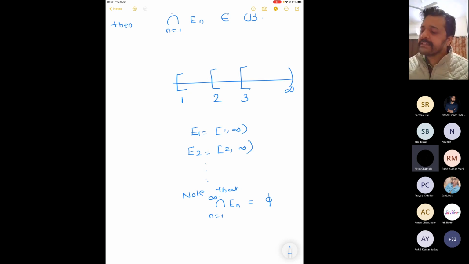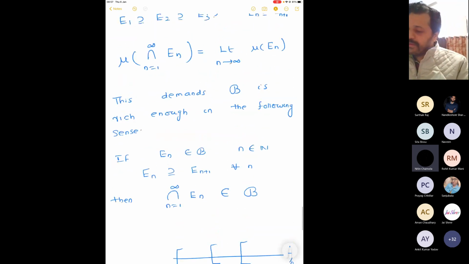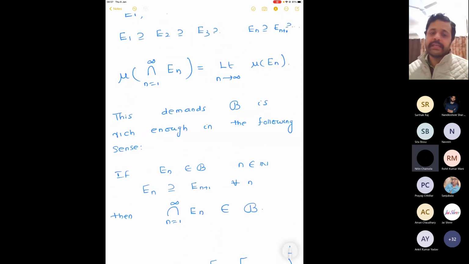Okay. What is mu of each En? Here measure is length. Length of each En is infinity. And what is the measure of the intersection? That is the same as the measure of the null set, 0. So if you demand this, you will get into trouble. You will get 0 equal to the limit of a constant sequence where each one is infinity. Are you with me? Yes, sir.